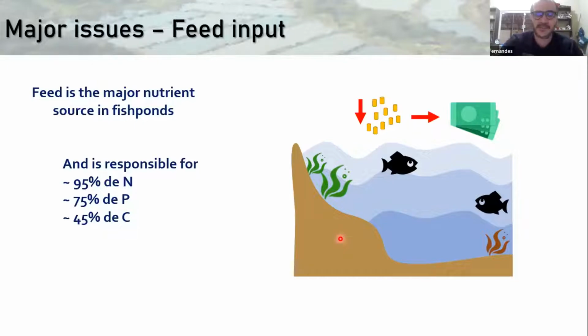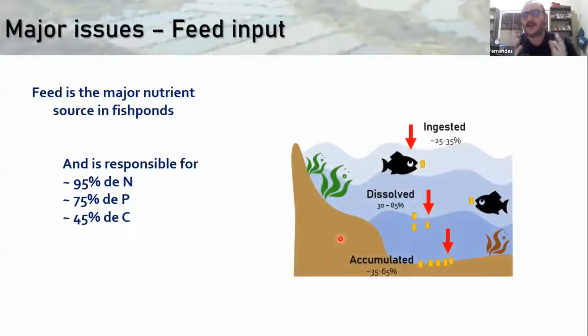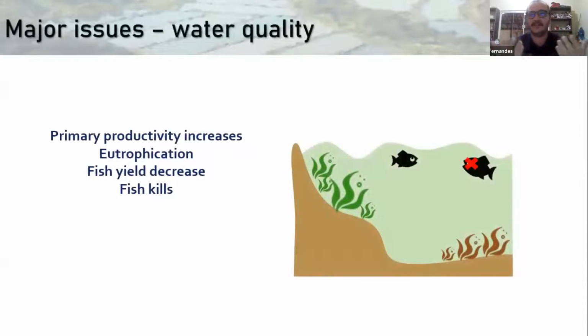And then when you put lots of nitrogen, phosphorus, and carbon in the environment, of course, some part of this is ingested by the fish. Around 35% is ingested by the fish, and part of it is dissolved in the water, and the greatest part of it is accumulated on top of the sediment, right? And this accumulation can also turn the water quality bad, causing eutrophication, for example, reducing the fish yield, and sometimes also causing fish kills.